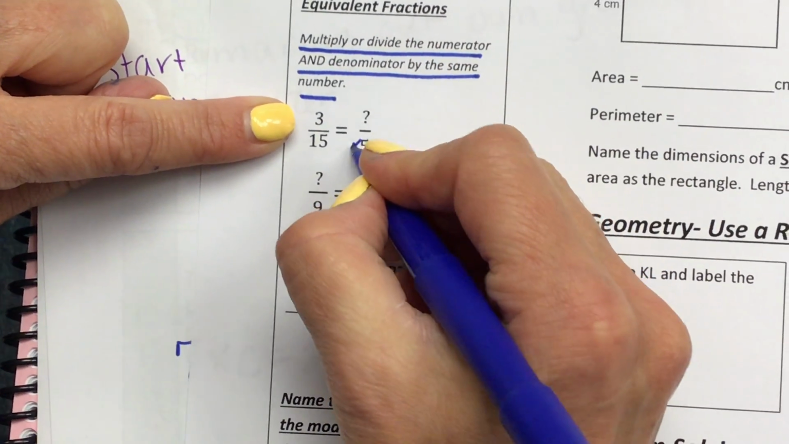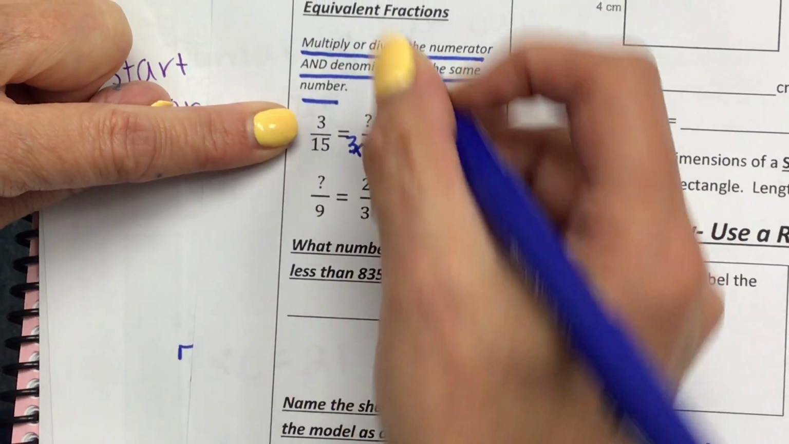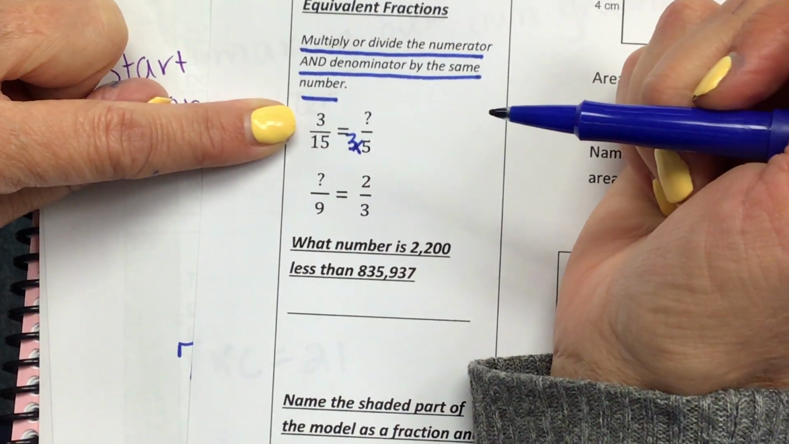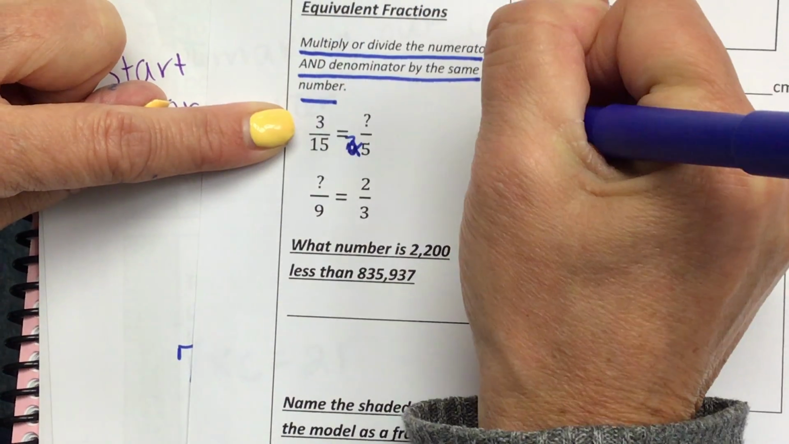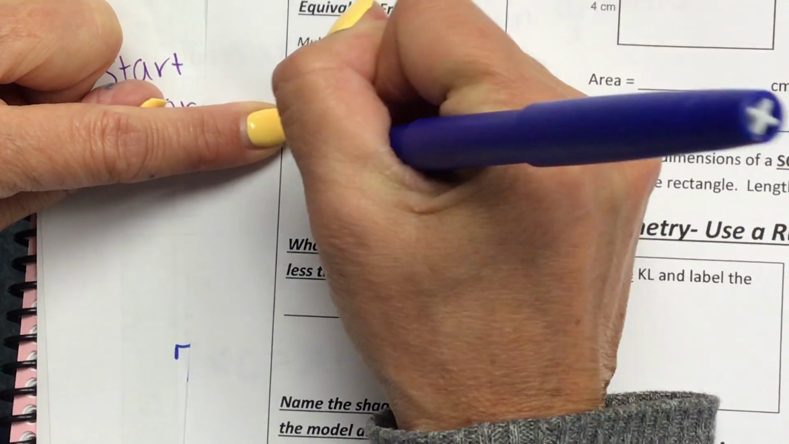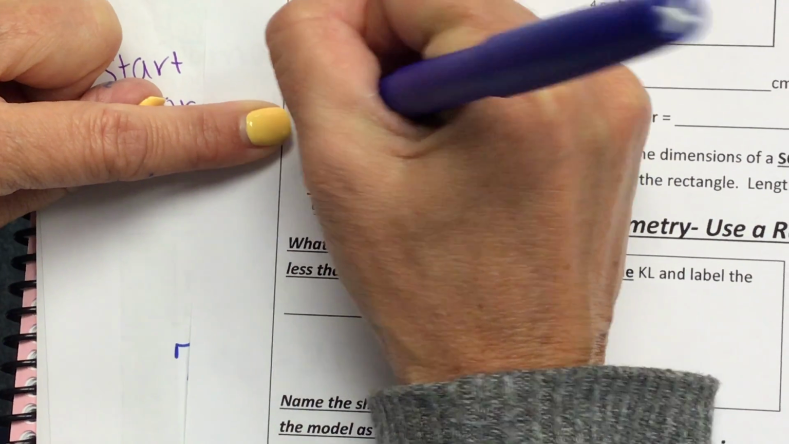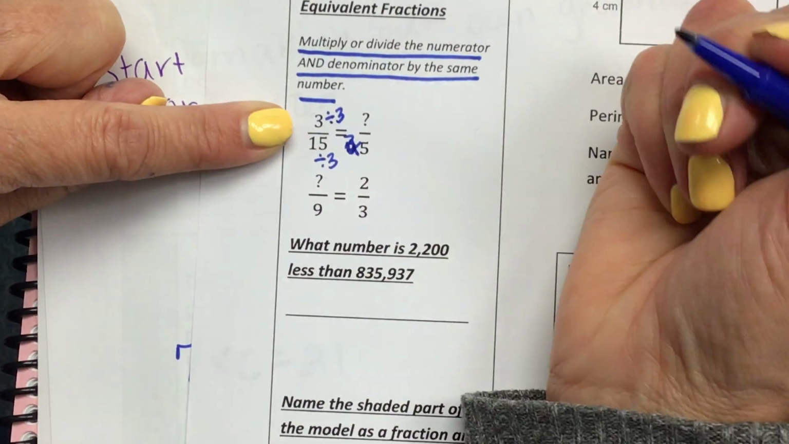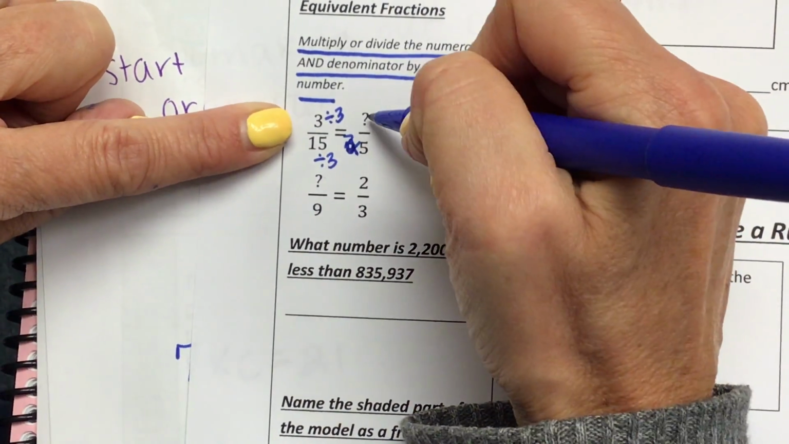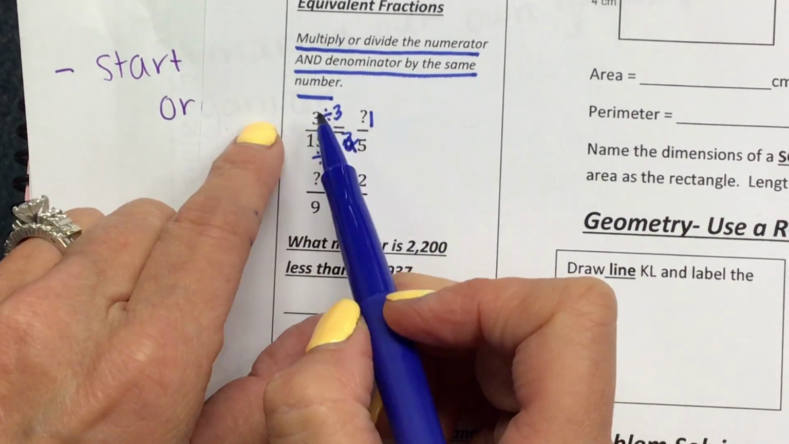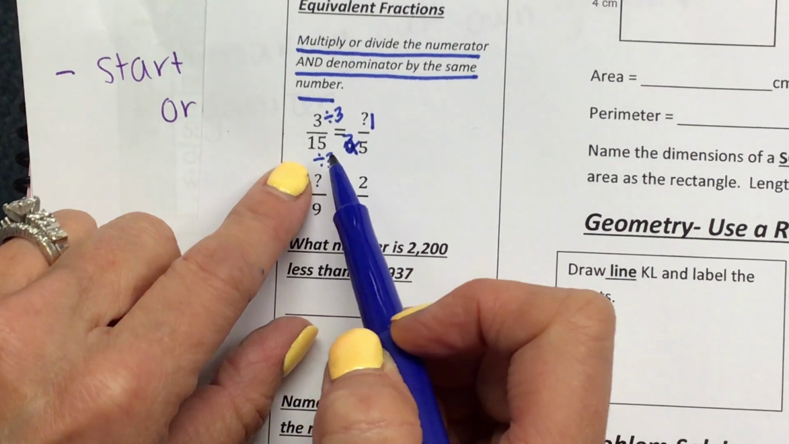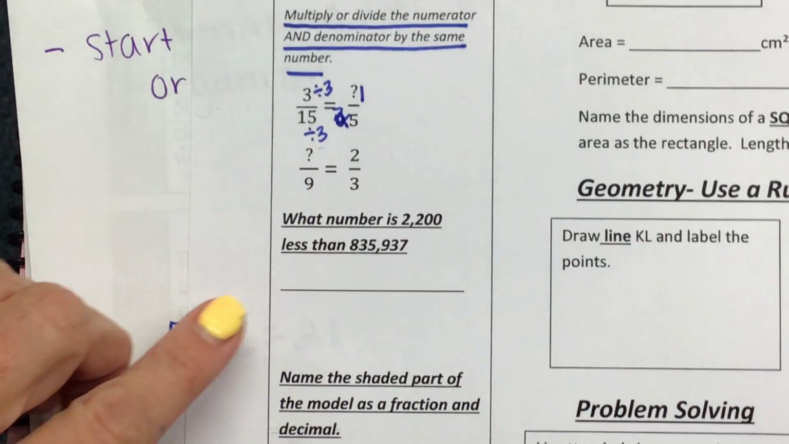Cordelia? 3. So then, actually we have to divide there, don't we? So let's divide it. 15 divided by what equals 5? 3. So then I need to divide the numerator by 3. 3 divided by 3 equals 1. Okay, and then you can go back and check. 1 times 3 is 3. 5 times 3 is 15. That's how we know it's equivalent.